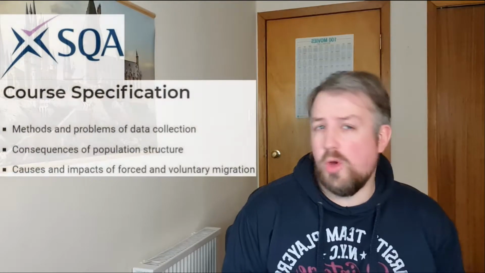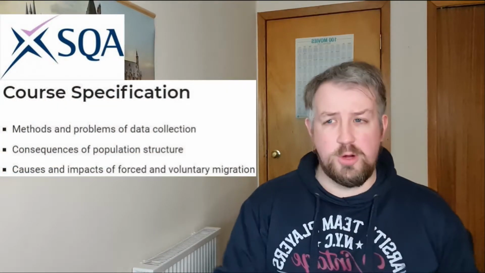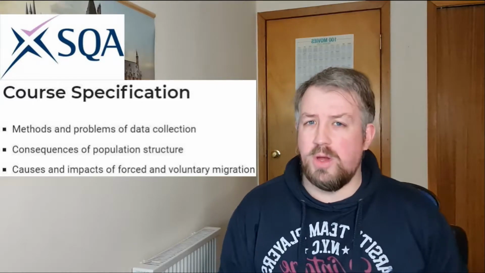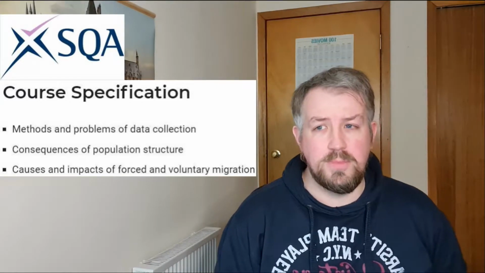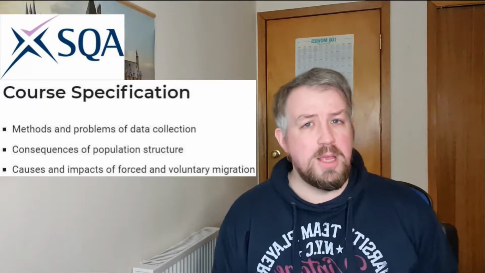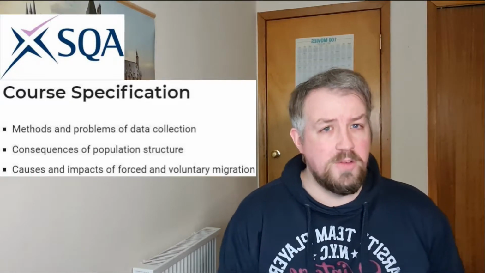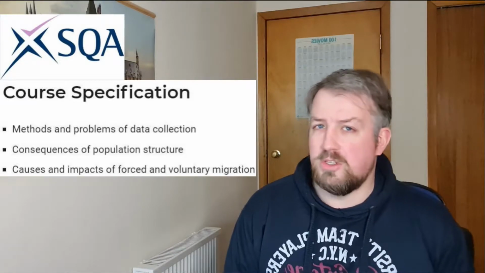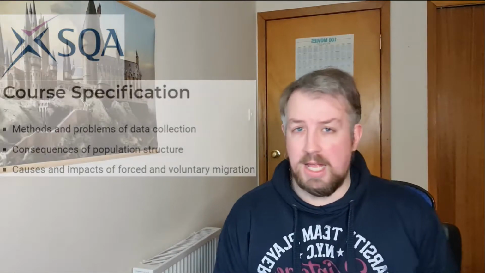These areas are the methods of data collection, so how we actually get population data in the first place, and the problems that we have or interact with when we try to collect it. So that's part one. The second part is looking at the consequences of population structure. And then the third part is different types of migration, mainly forced and voluntary.